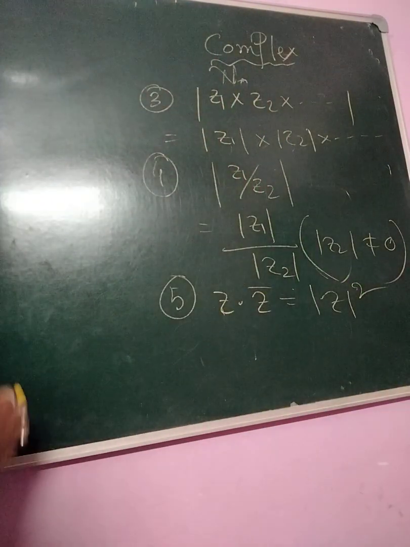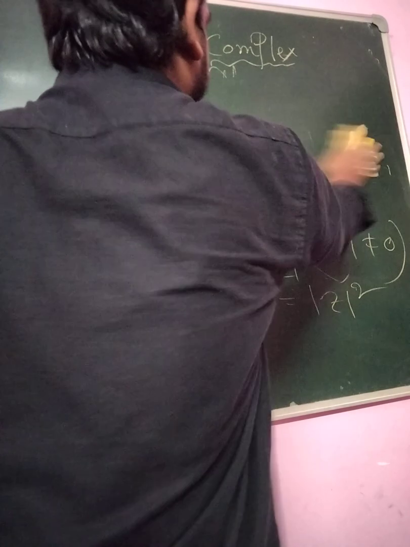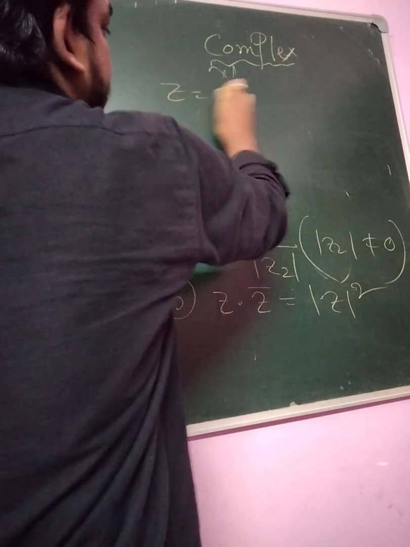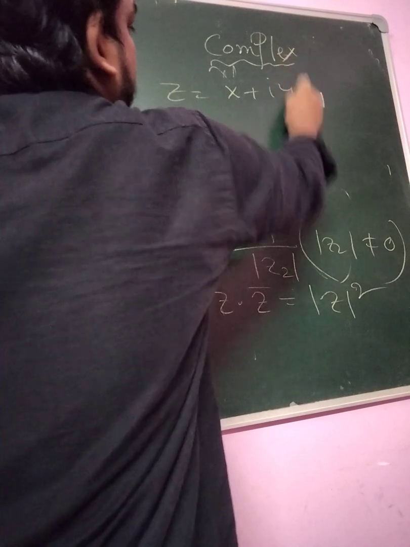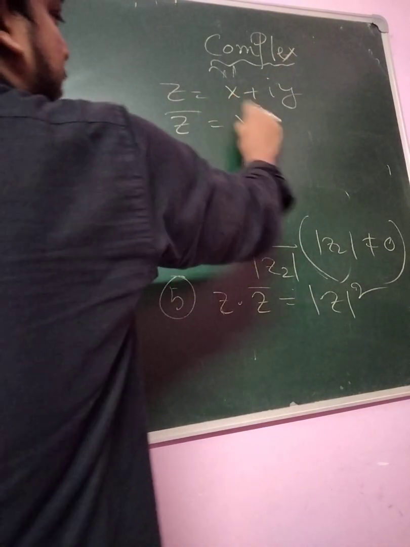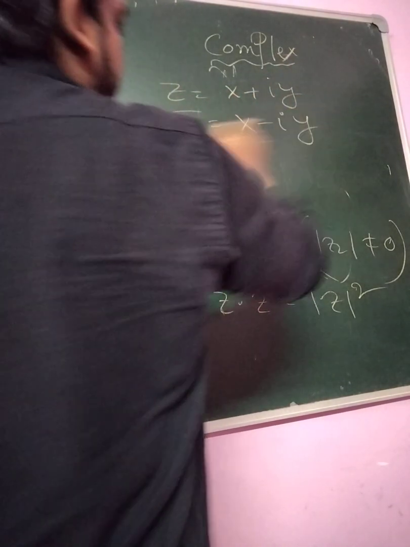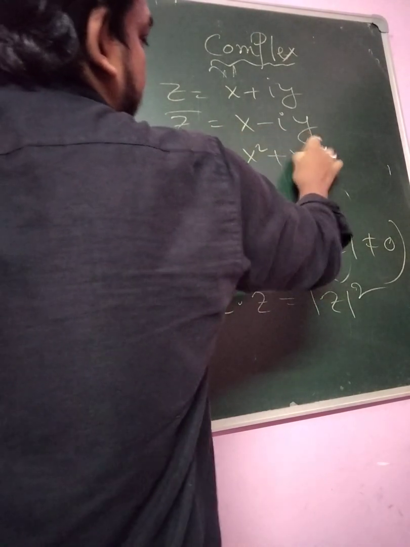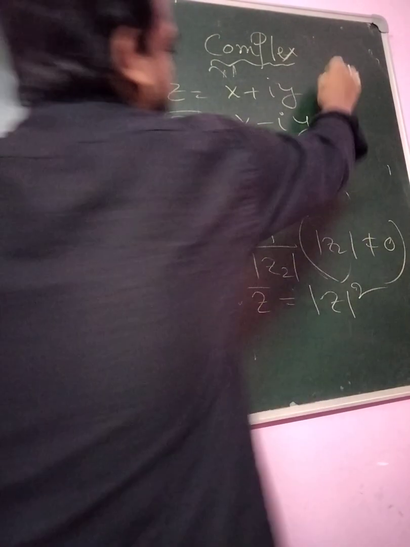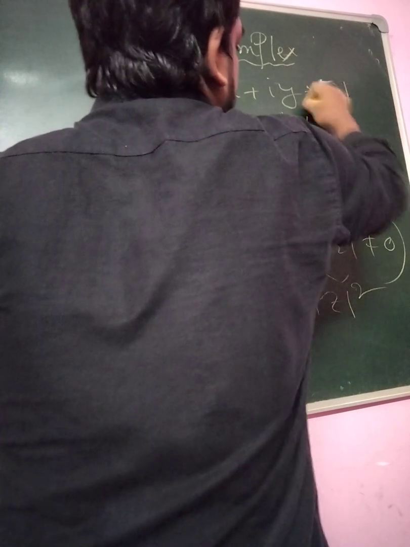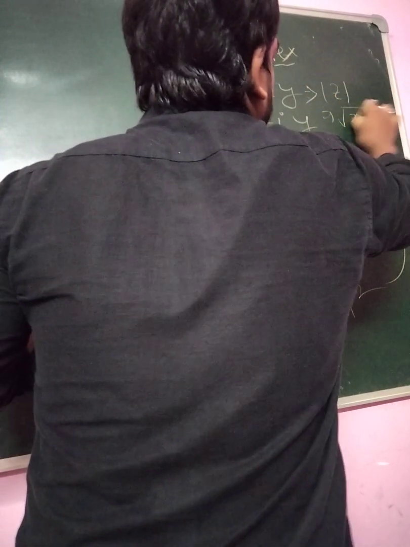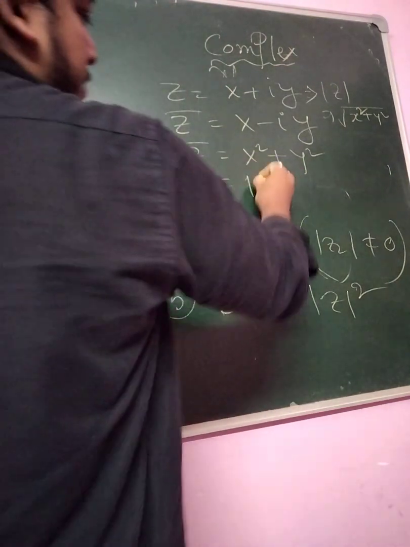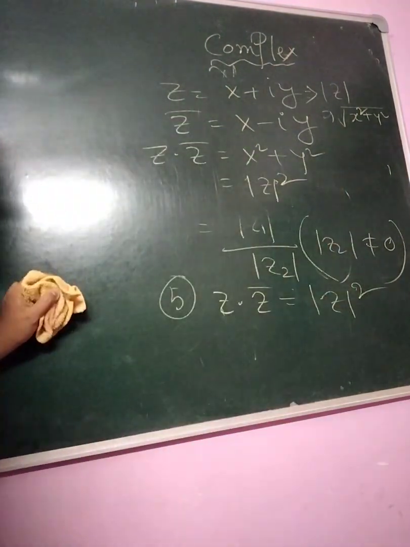So now how can we prove this one? Now see, we take z is equal to x plus iota y. So what is z bar? Which is equal to x minus iota y. So z into z bar is x square plus y square. And what is mod z? We know that mod z is root under of x square plus y square. So here we can write mod z square.